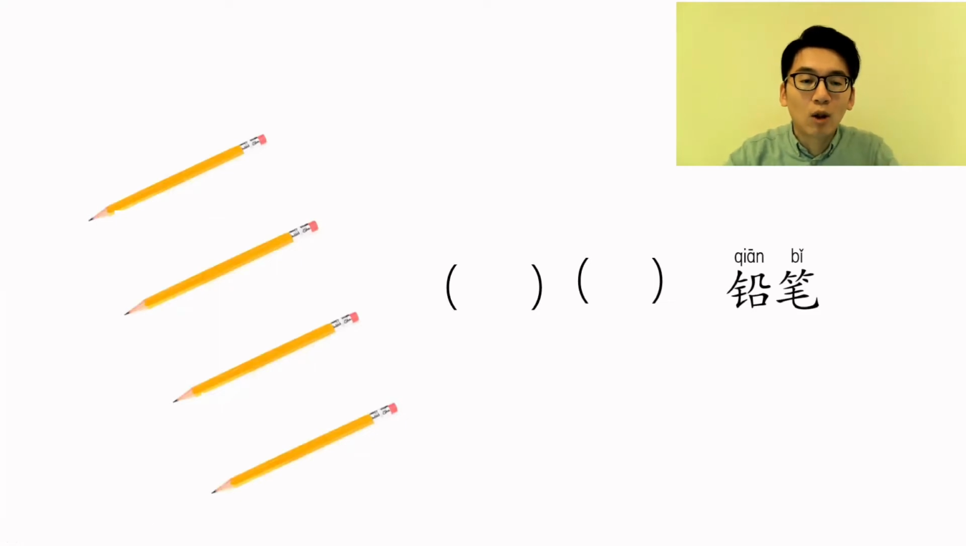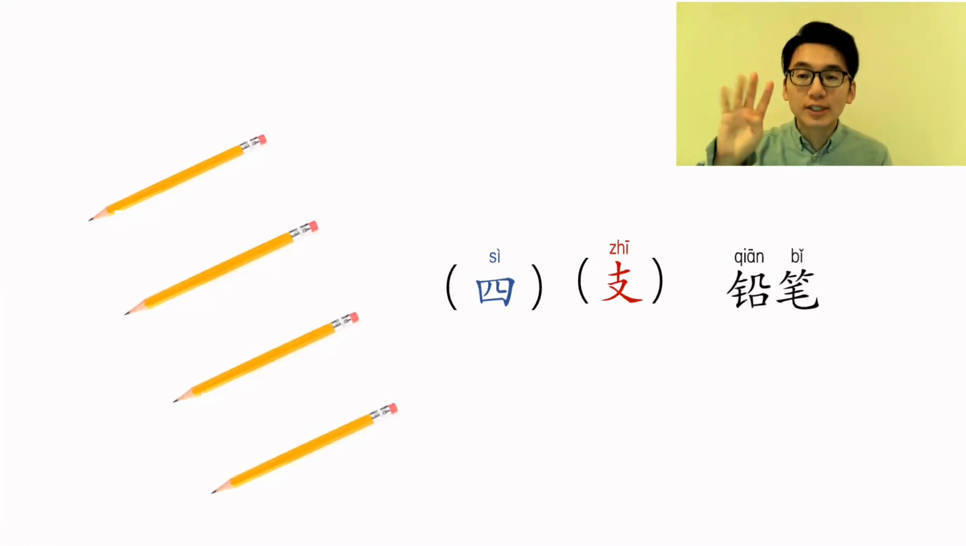Now, can you tell me how many 铅笔 do we have? Let's count. 一、二、三、四。So the number is 四。四什么铅笔？We need to put 支 in between. So the measure word is 支。So 4 pencils in Mandarin is 四支铅笔。跟我读四支铅笔。非常好。Next one.